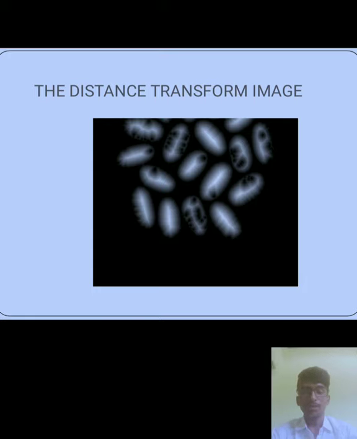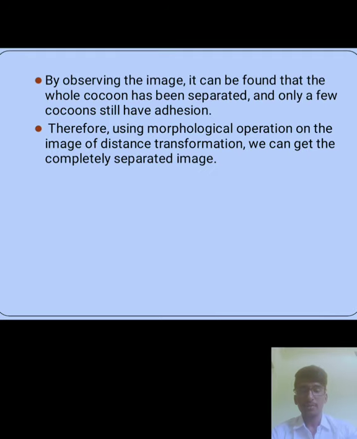So you can see the distance transform image. By observing the image, it can be found that the whole cocoon has been separated and only a few cocoons still have adhesion. Therefore, using morphological operation on the image of distance transformation, we can get the completely separated images.